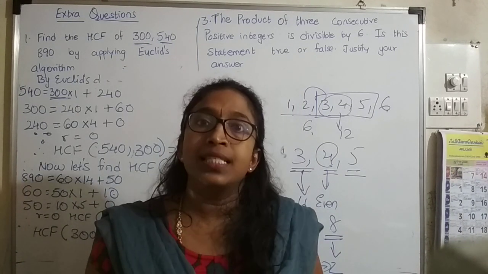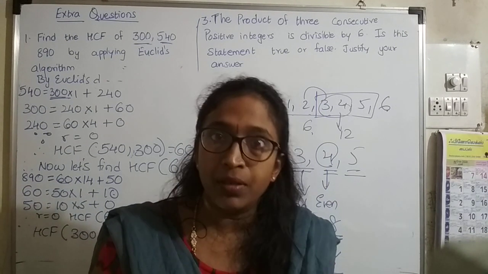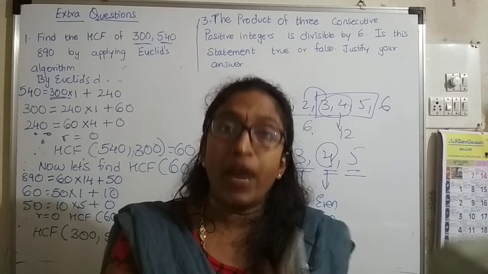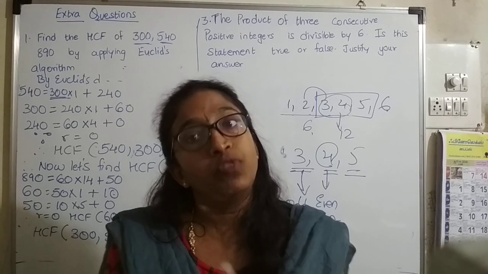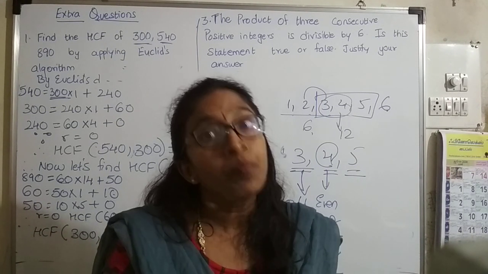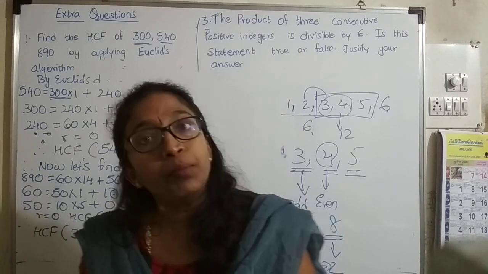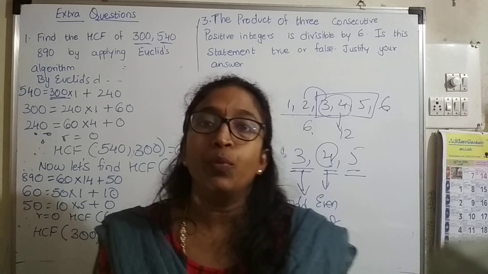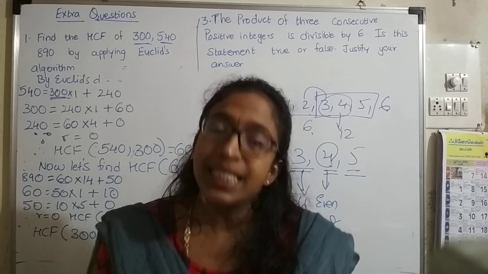True, since in the product of 3 consecutive integers, one number has to be divisible by 2, that is, a factor of 2, and another number will be a factor of 3. Out of the 3 numbers, one will be divisible by 2 and another number also will be divisible by 3. So obviously the product of them will also be divisible by 6.